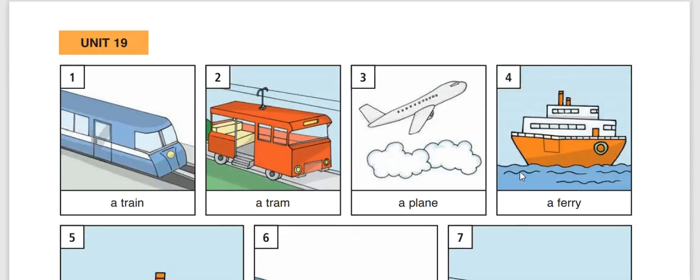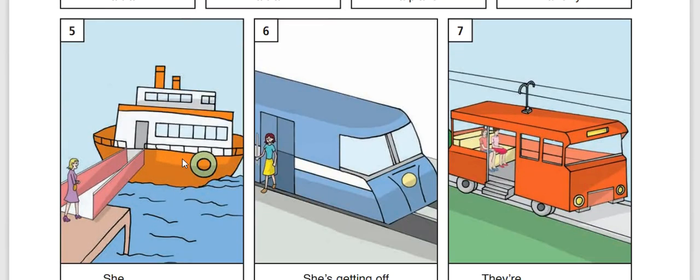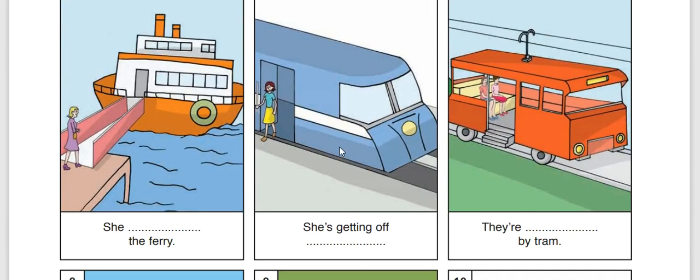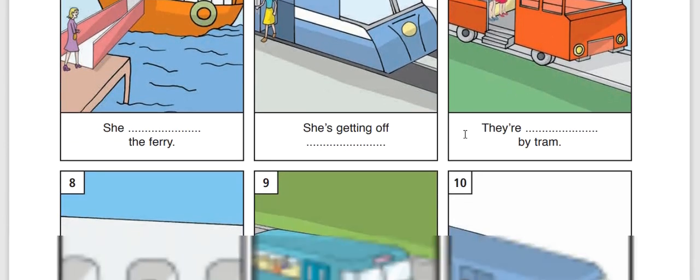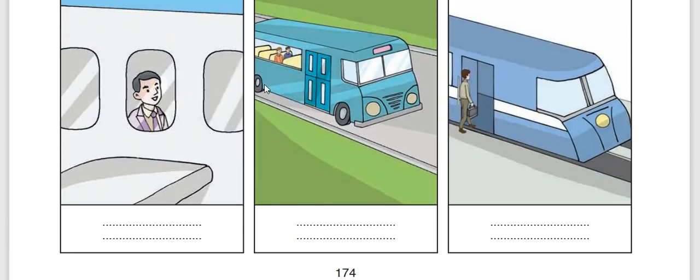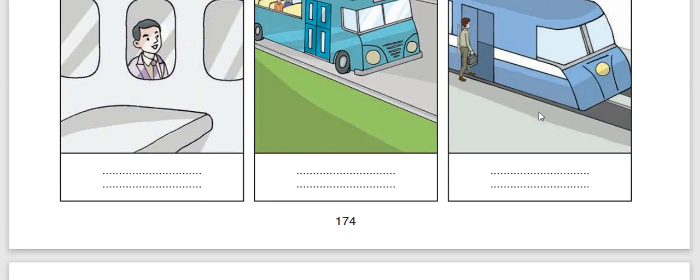Let's revise this again. Picture 1, picture 2, picture 3, picture 4, picture 5, picture 6, picture 7, picture 8, picture 9, and picture 10. Let's move to the next page.